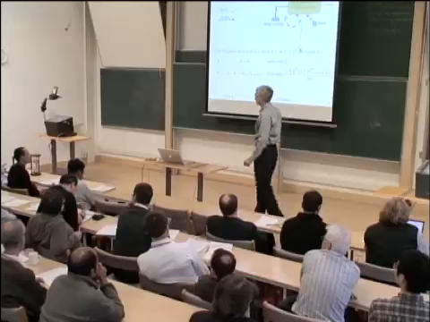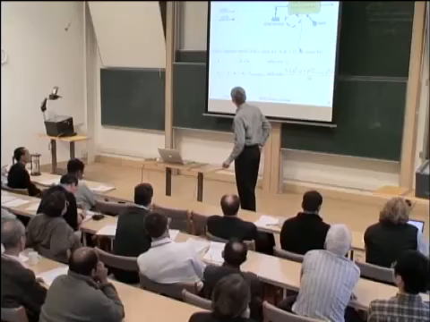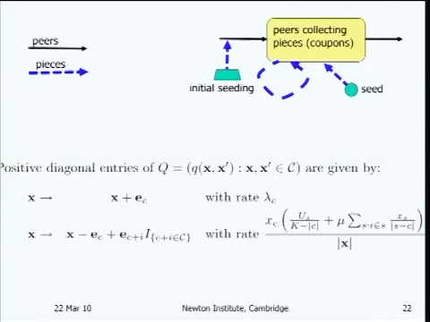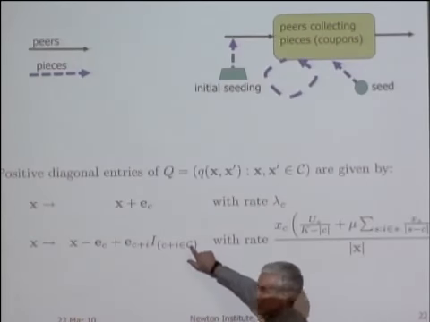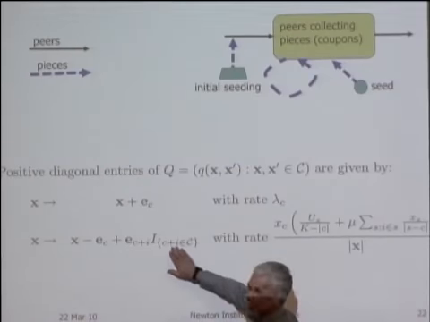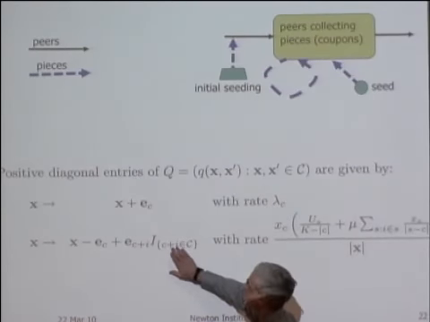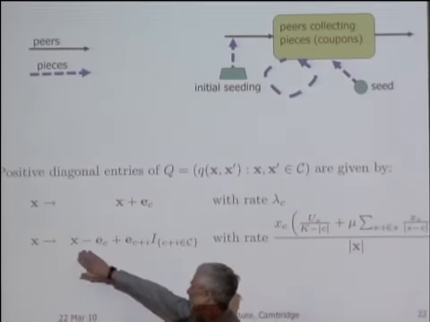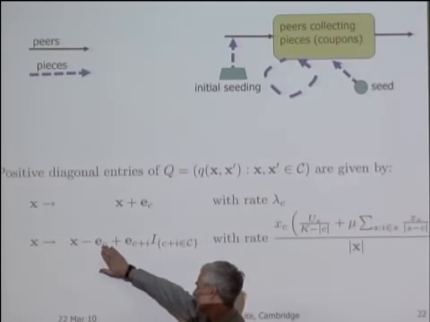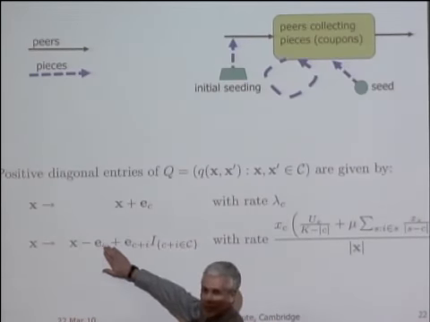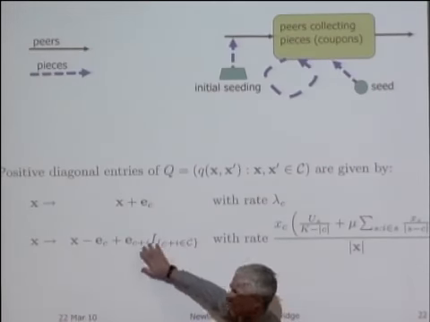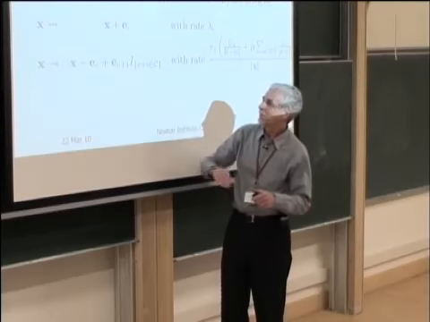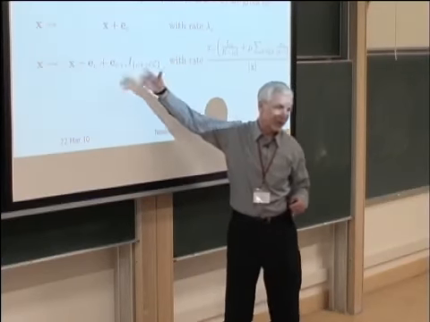Question: The indicator of the complement is correct? Well, C here is a set of proper subsets. This is just a way to say that C plus i is still a proper subset. So the coordinate C goes down by 1 if a type C peer becomes a type C plus i peer, and the coordinate C plus i goes up by 1. But if C plus i is a complete collection, then you just have 1 going down and nothing going up.